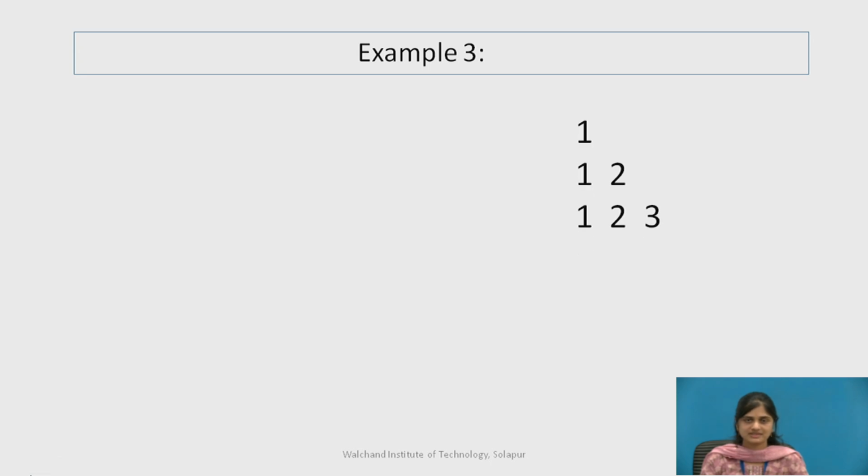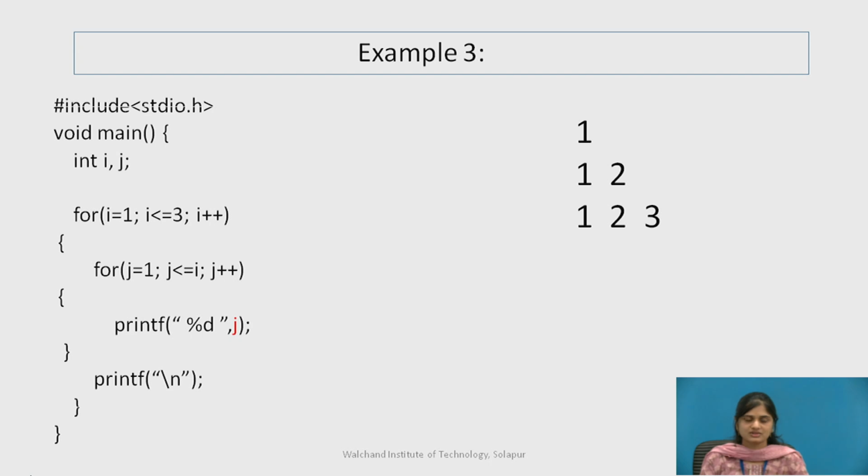Again, one more example is there, a new pattern but of the same type. So the students can pause the video, write the code for this and then check their code. Here the difference between example 3 and example 2 is that in example 2 we printed the rows. Here we are printing columns: 1, then 1 2, and 1 2 3. So again one small change we have to do in the code.